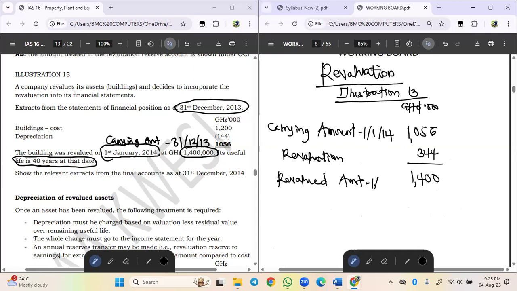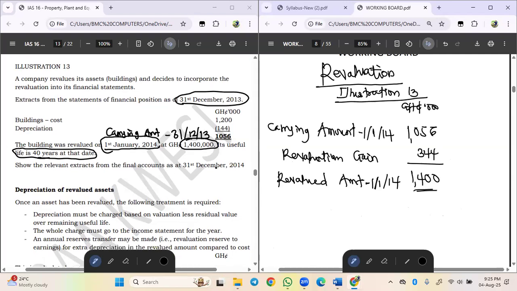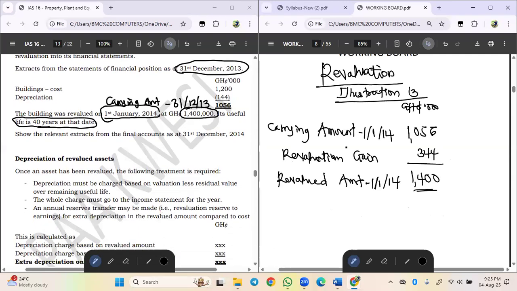So is it a gain or a loss? Gain. So revaluation gain. Now the question is saying that we should determine what? Show the relevant extract from the final accounts as at 31st December 2014.